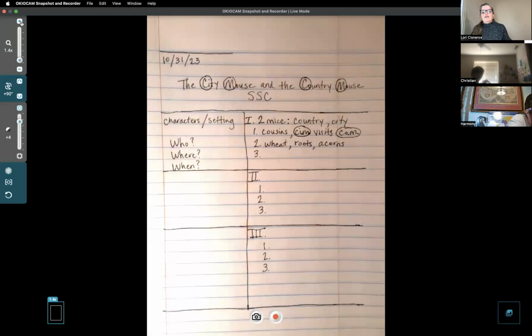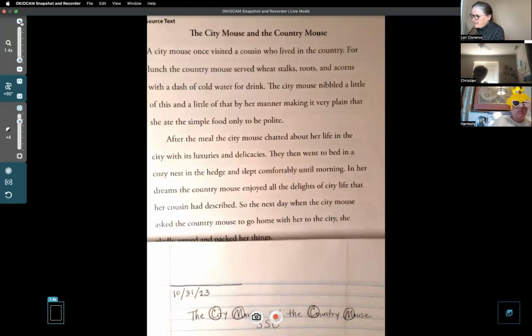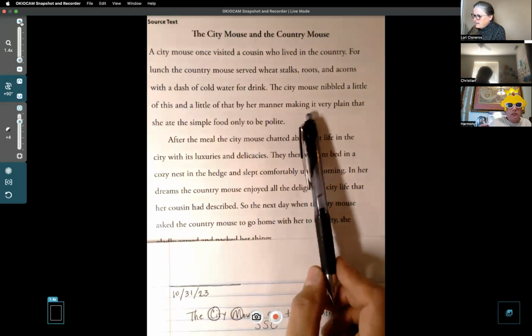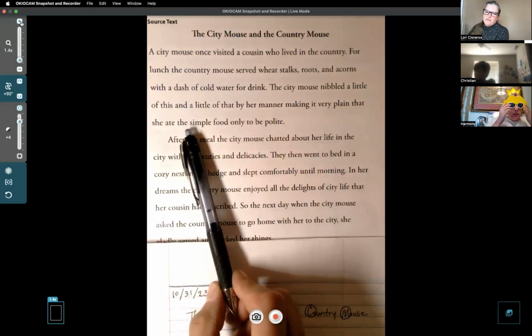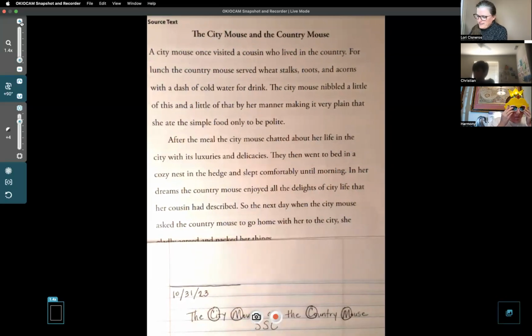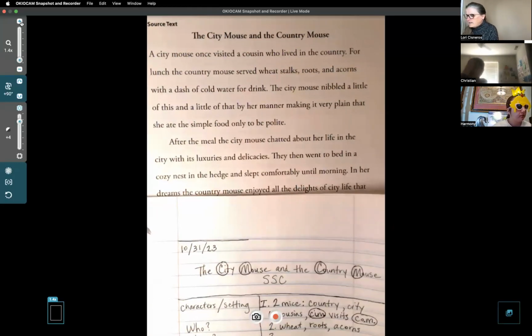Good. So that's what she serves for dinner, right? And then Christian, what did the city mouse think of that dinner? Hated it. She hated it. Well, it didn't really say that she hated it. What did it say? She disliked it. She said it was very plain, but she still ate it only to be polite. I mean, she most likely disliked it. What if we did, well, she called it simple.